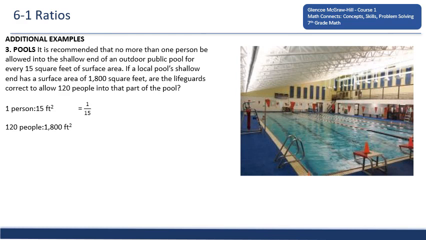And if we do that, we have 1 over 15, one person over every 15 square feet. And then we have 120 over every 1,800 square feet. And we can divide both 120 and 1,800 by 120. And we get 1 to 15. So those are equivalent, and the lifeguards were correct to allow 120 people in 1,800 square feet.